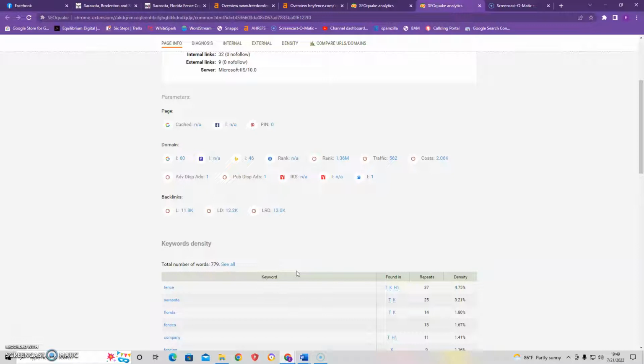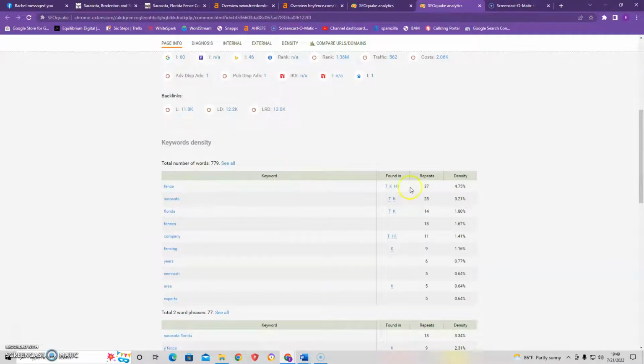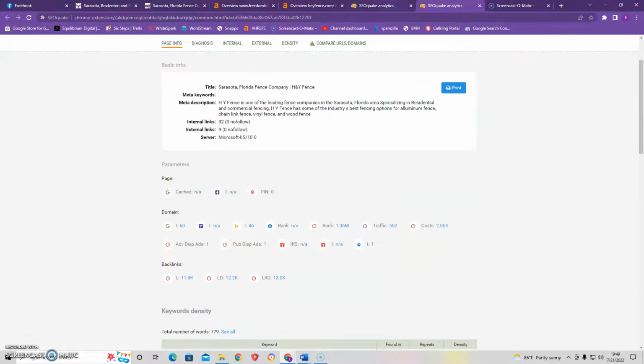Now, the reason you want to increase content quantity, besides meeting that requirement, is for the second thing that I want to talk about, and that's your keyword and keyword density. As you can see, they have Fence 37 times, Sarasota 25 times, Company 11 times. So when I typed in Fence Company Sarasota, it found those keywords and pulled them up.